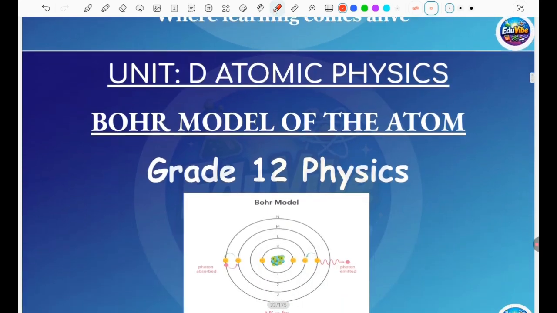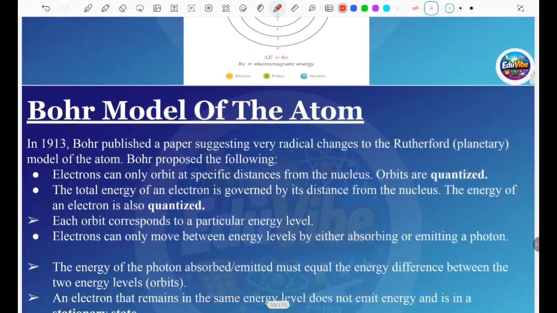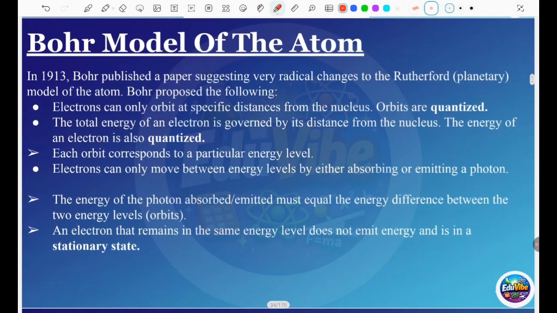In today's lesson, we are moving to the next topic of atomic physics, which is the Bohr model of the atom. We already studied the atomic spectra overview in the previous lesson. Today we cover everything related to the Bohr model of the atom, about the shells and the electron orbits, and we focus more on energy transitions. So let's start with how it started.